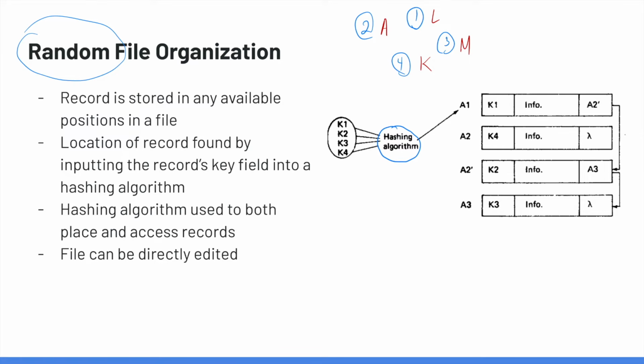Basically, we would take this key and we would put it into a hashing algorithm. And that hashing algorithm would tell us what position in the file that record is going to go at. So maybe that hashing algorithm outputs K3. That means that we would store it at position K3 in a given file. This may seem random, but it is determined by an algorithm. But the point of random file organization is that we are basically figuring out where to put records based on the input of a key into an algorithm. And similar to serial file organization, we can directly edit files that employ random file organization.